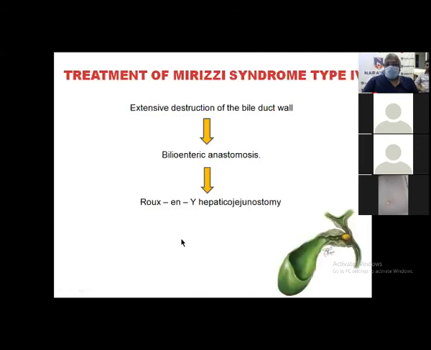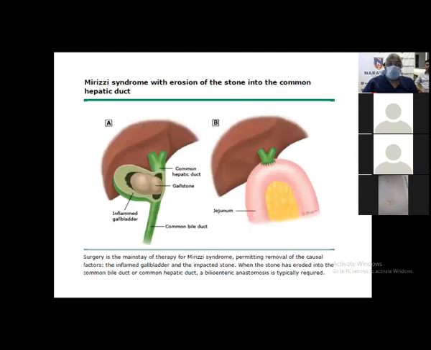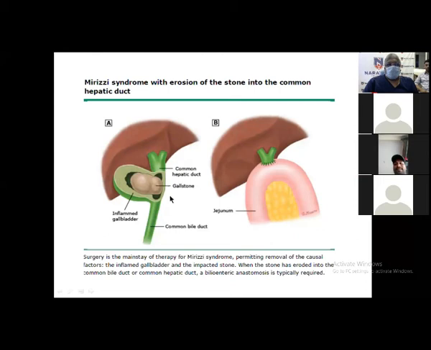Treatment of type 4, Roux-en-Y hepaticojejunostomy is the answer. Very easy to do. Now here it is very, very simple. Remove the gallbladder, cut the whole bloody thing, take it off, ligate it, do a hepaticojejunostomy. Finished.